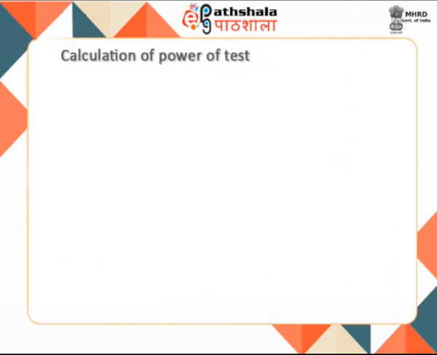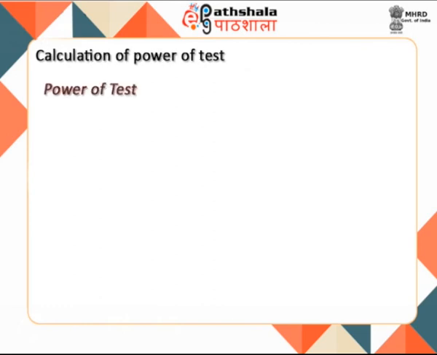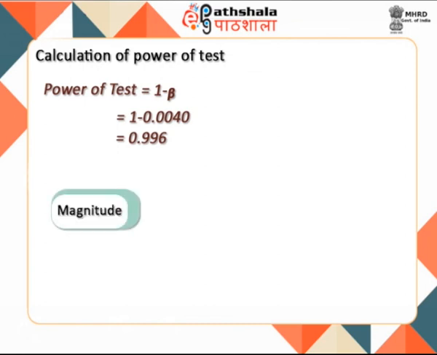Using the calculated value of beta from the above example, we calculate the power of the test, that is, 1 minus beta, that is, 1 minus 0.0040, which is equal to 0.996. The magnitude of power has a strong effect in this illustration.